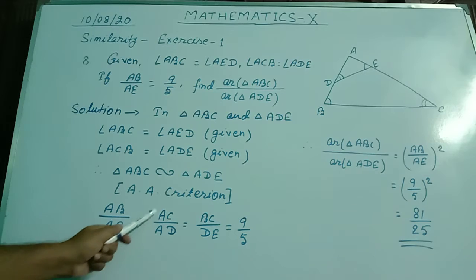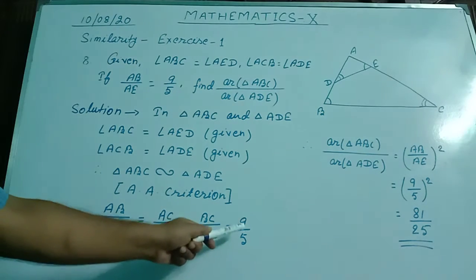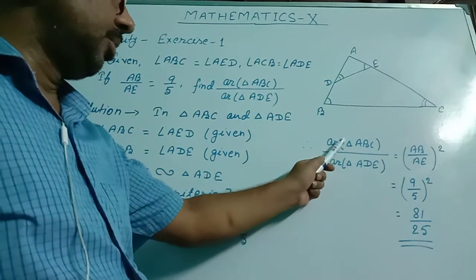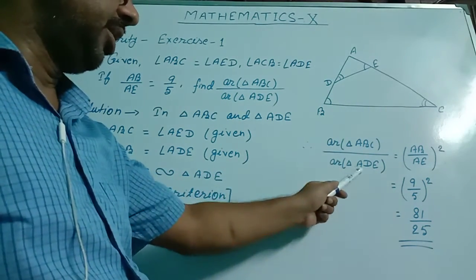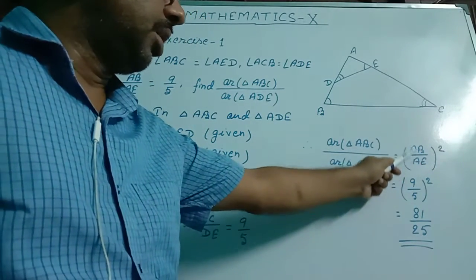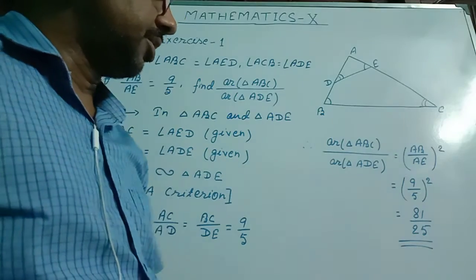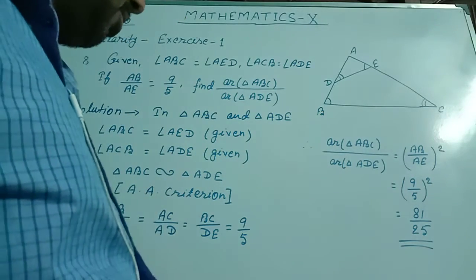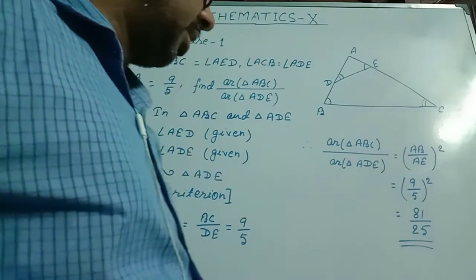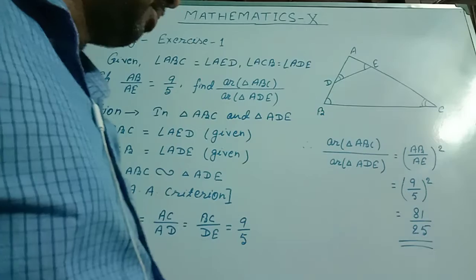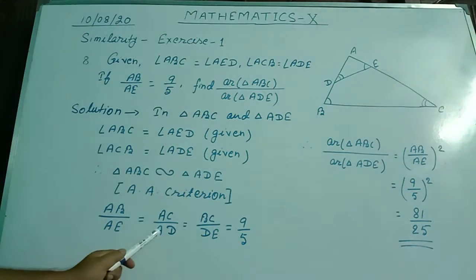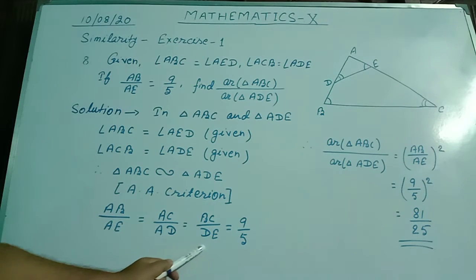AB by AE equal to AC by AD equal to BC by DE equal to 9 by 5. Then the ratio of areas of these two triangles ABC and ADE equals the square of the ratio of corresponding sides. The ratio of the corresponding sides is 9 by 5, whole square, that is equal to 81 by 25. Here I have written AB by AE, but you are allowed to take any ratio out of these three.